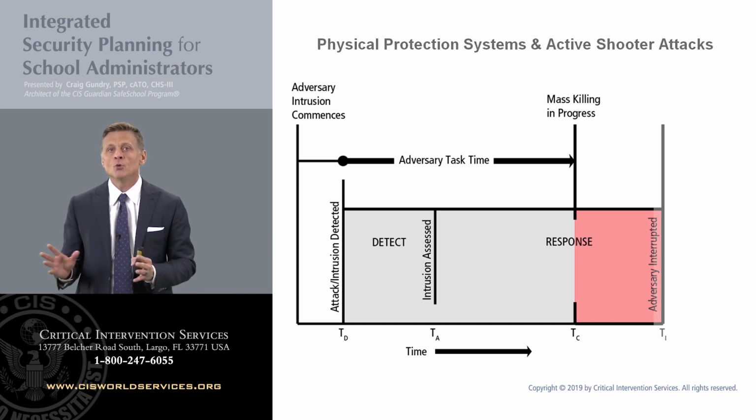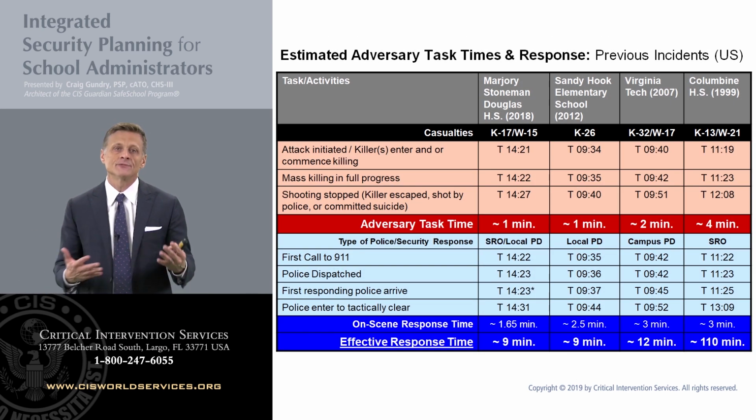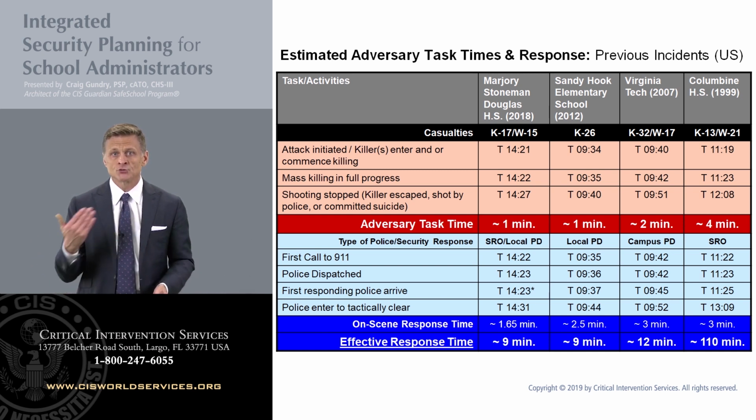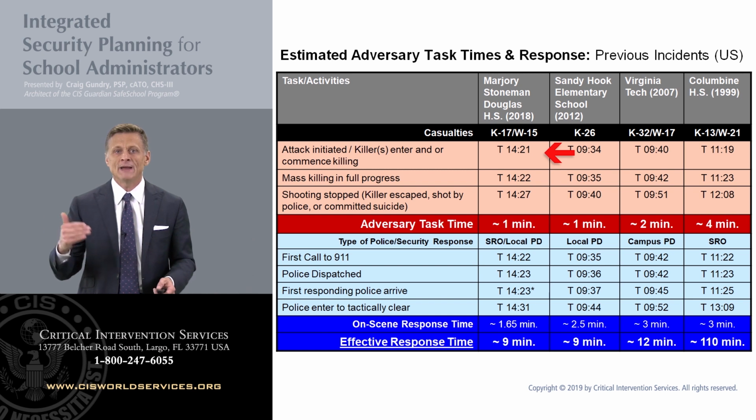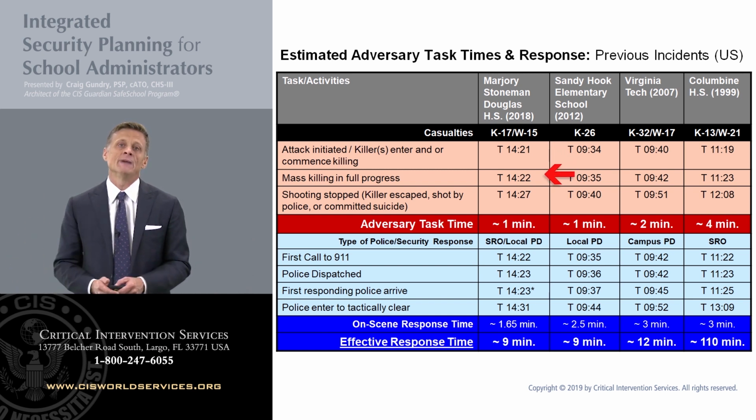Now, when we look at real-world events, we can see how these different times actually played out. One example was the attack at the Marjory Stoneman Douglas High School in Parkland, Florida, where Nicholas Cruz arrived at MSDHS High School in an Uber, walked through an unmanned, unstaffed pedestrian entrance gate at 14:19. He then entered the east hallway doors of Building 12 at 14:21, 2:21 p.m., and within a matter of less than a minute, initiated mass killing.